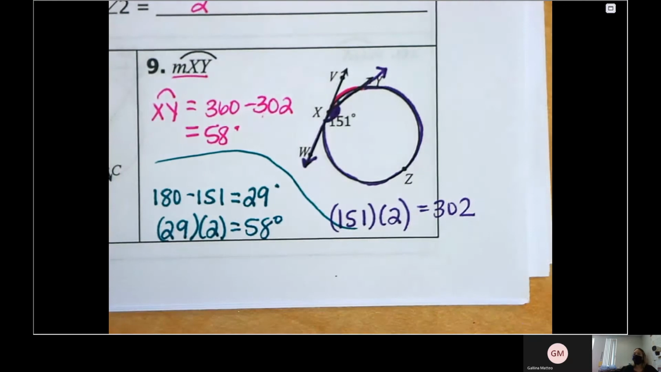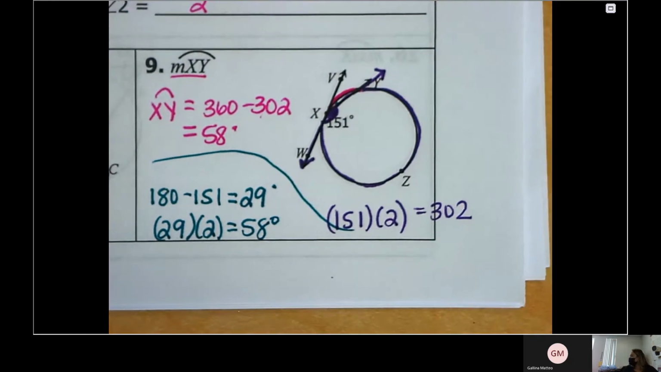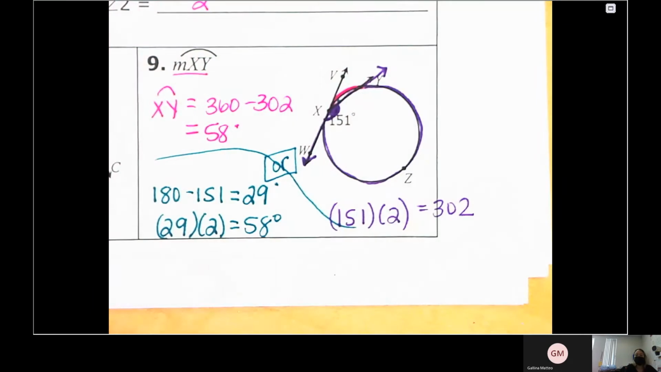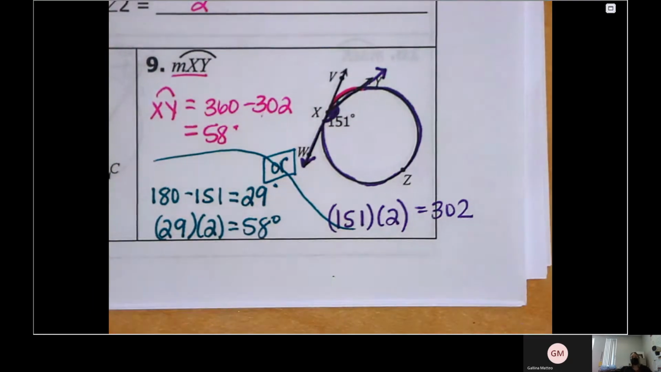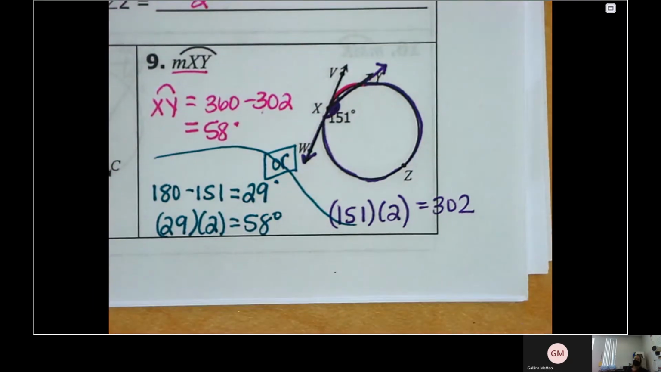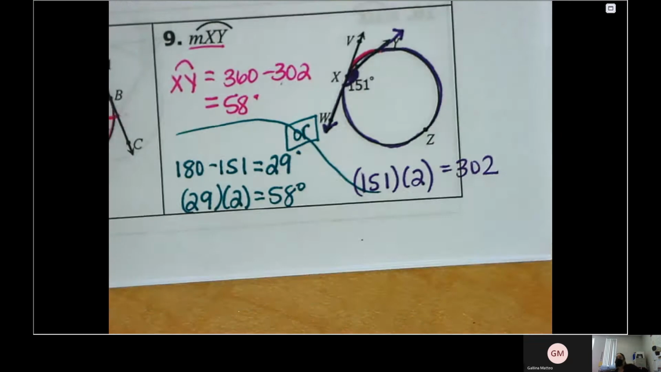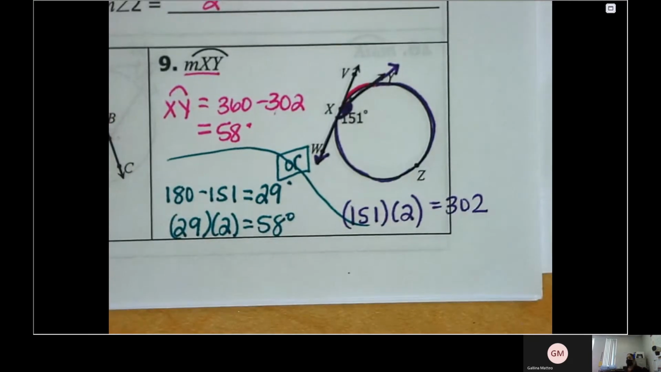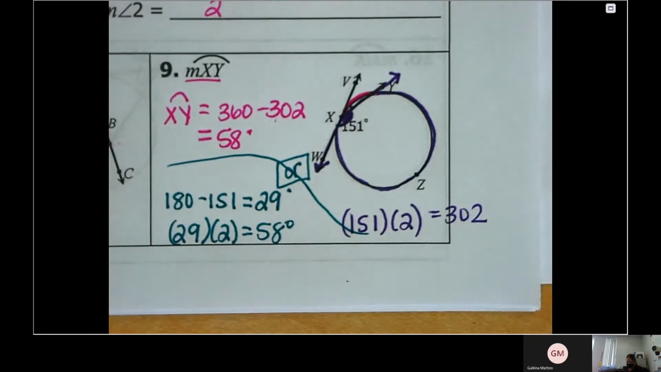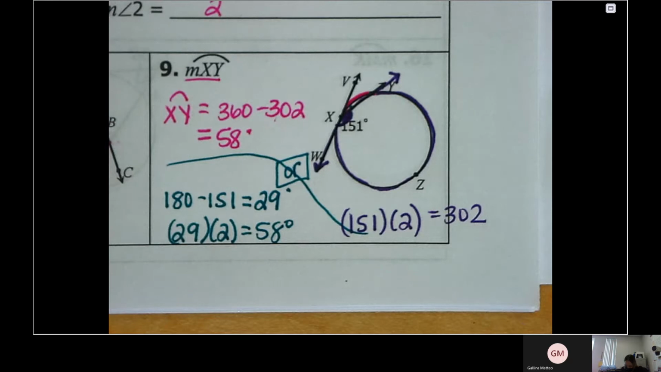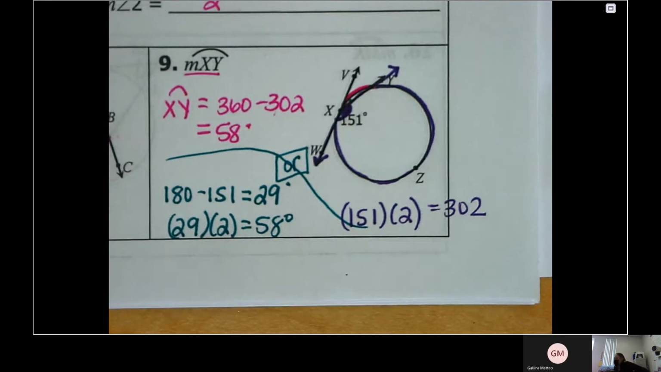So you can do it either way. You're going to get the same answer. It does not matter to me which way you want to do it. If you like subtracting from 360, go that route. If you like using a straight line as 180, use that route. I don't care, as long as you get the right answer. Awesome. All right, flip it over.